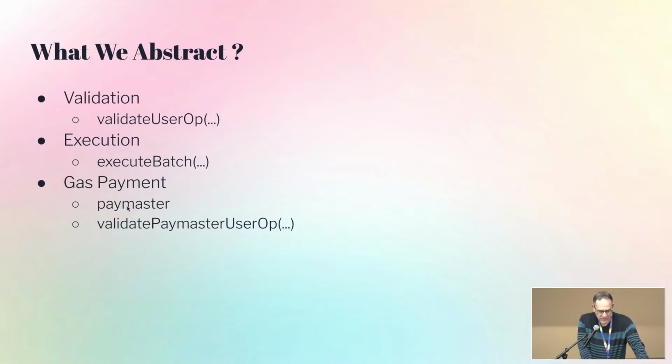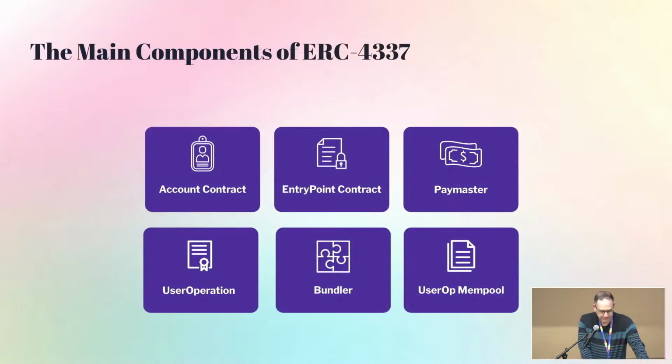And we abstract gas payment so that an account can pay for itself if it likes, but if not, it can use a paymaster contract. This is the basic component of ERC-4337.